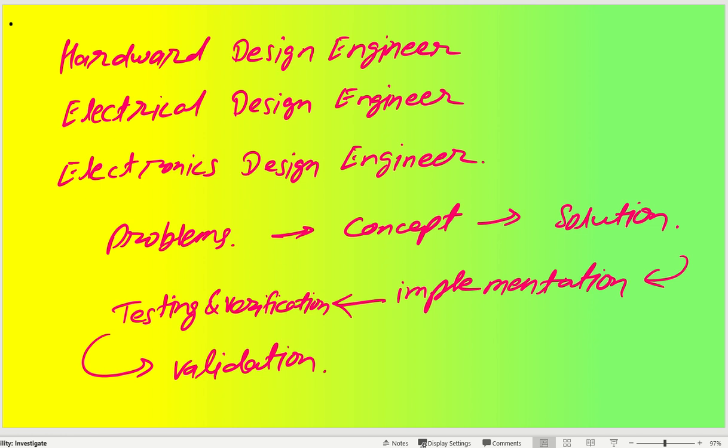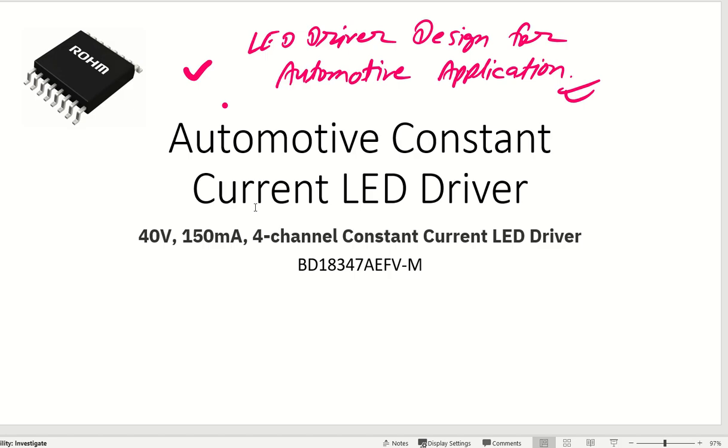Our aim is to understand what an automotive constant current LED driver is and how it can be made very easy to implement for our automotive applications. Through one example we will understand this concept, using one particular IC.